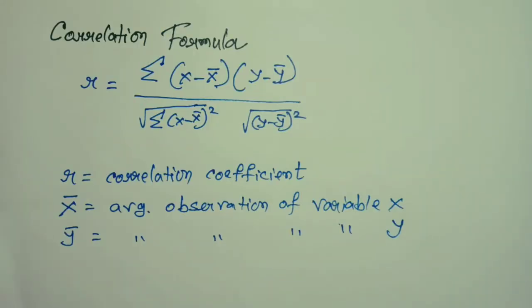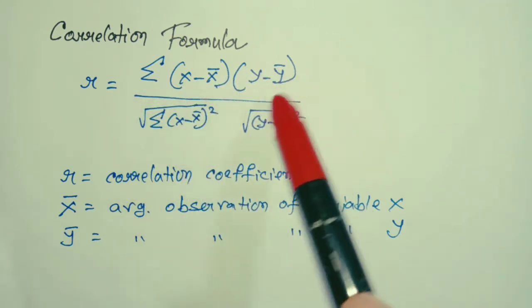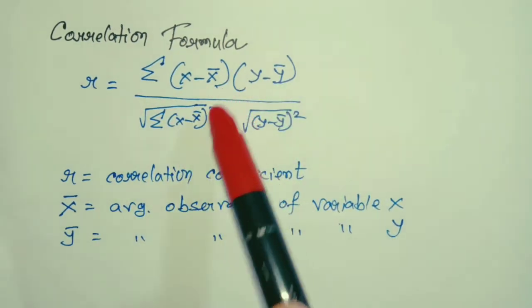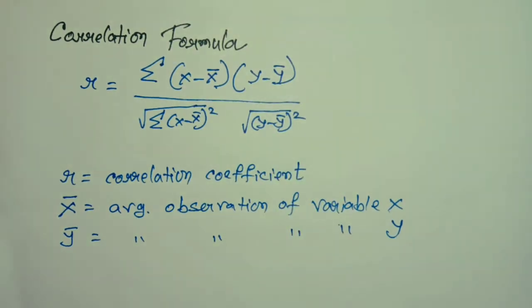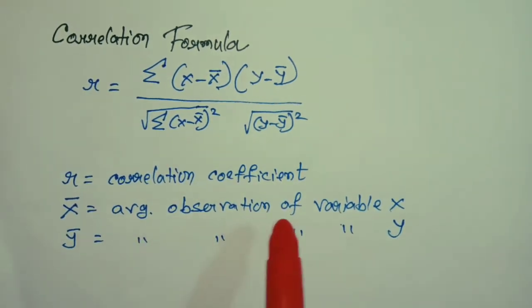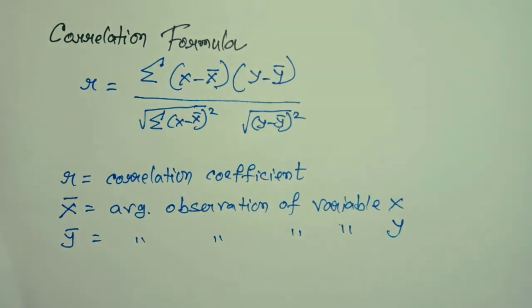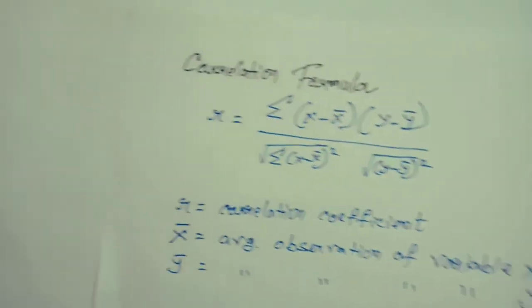This is what a correlation formula looks like, although we are not going into much detail in understanding the formula; this is just for your quick recap. R equals sigma of (x minus x bar)(y minus y bar), divided by the square root of that. So just note what it is. R is the correlation coefficient. X bar is the average observation in terms of variable X. Y bar is the average observation in terms of variable Y.